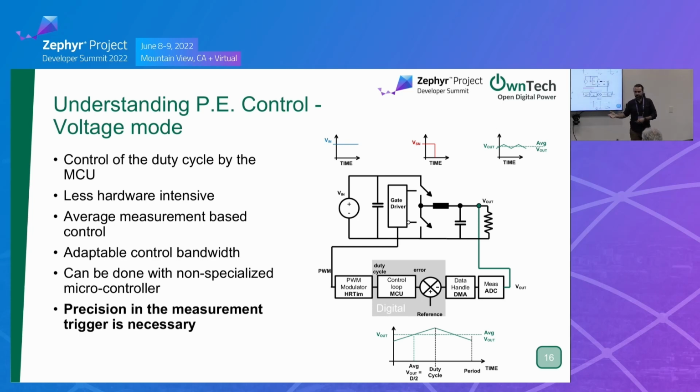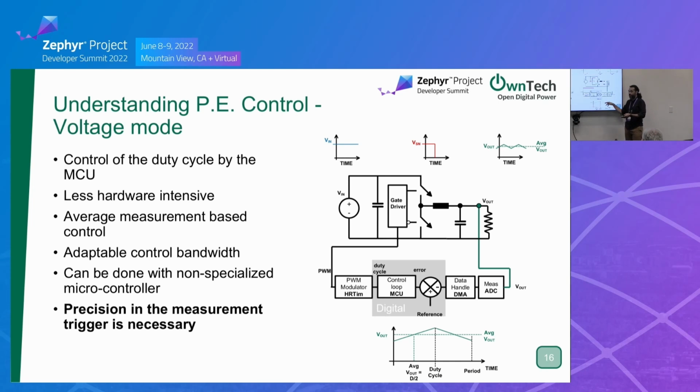It's not hardware intensive, as in the peripherals that you see here are not as specialized as you're going to see in the next ones. We are doing control on average measurement. That means that we are measuring, we have some time to do the measurements. We don't have to do that instantaneously. We can have a control bandwidth that can go very high or can be very low, depends on the type of application you're doing. So that's adaptable, and it can fit many budgets of SoCs. And it can be done with a non-specialized microcontroller. You can actually pull this off with something that is not meant for that, and you can have quite decent results. But there is one catch: we need an average measurement.